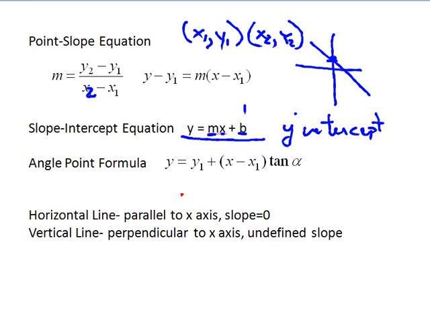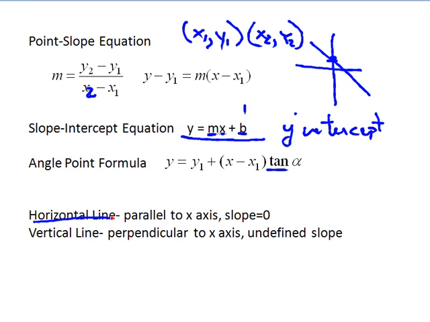Alright, let's continue. The angle point formula. If you're given an angle of the slope, you can find the formula for the graph using this equation. And in this case, you'll use the trig function tan.